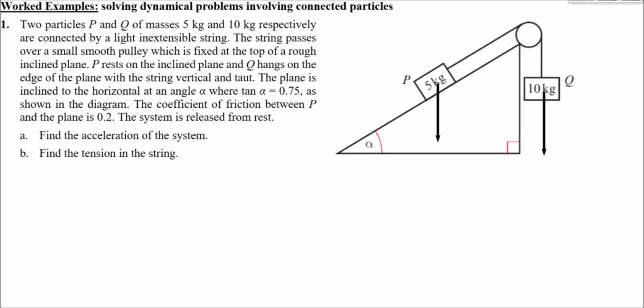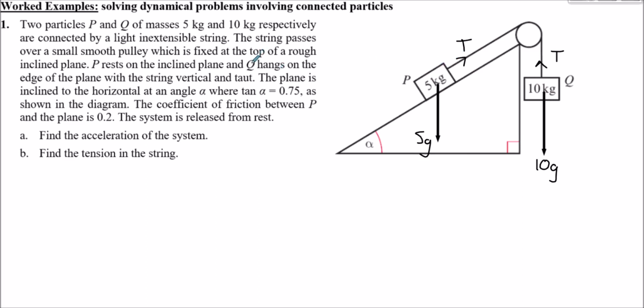So 5 kilograms means a weight of 5g. 10 kilograms means it has a weight of 10g. So let's just draw those on straight away. We're also connected by a string. So you should know a string will have a tension acting away from each object. And because this pulley, which is almost always, by the way, assumed to be smooth, the tension will be the same on either side of the pulley. So the tension will be acting up relative to Q and diagonally up relative to P.